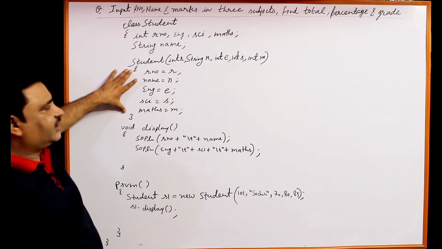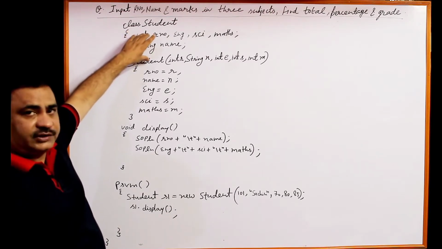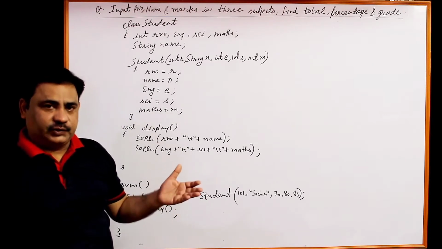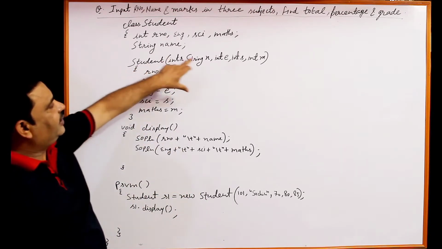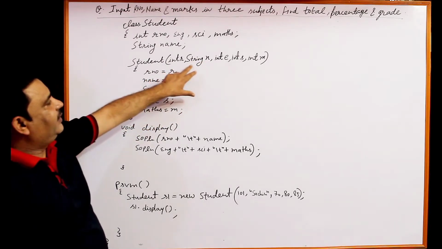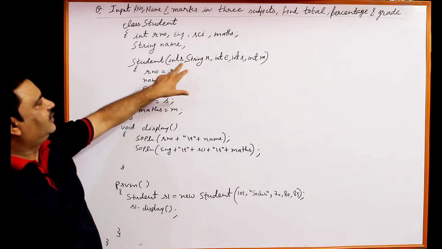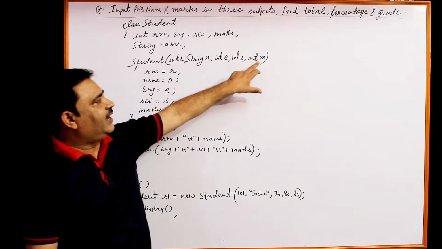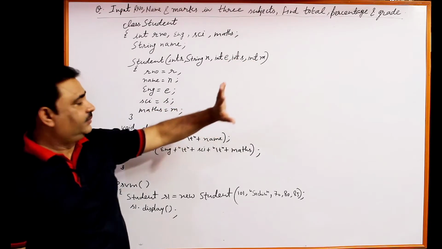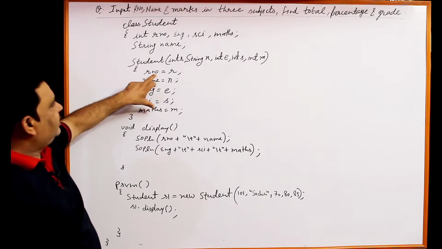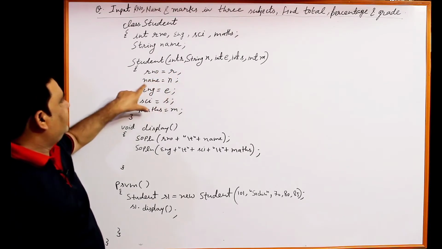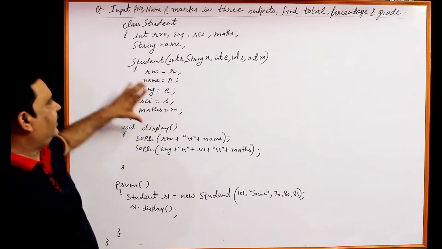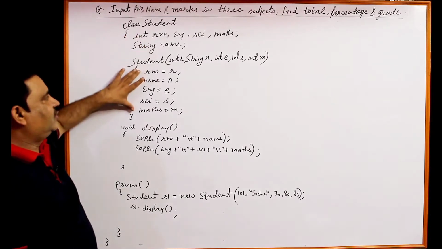This is the parameterized constructor to initialize the data members, because the use of a constructor is to initialize the data members with some values. Here in the parameters I have taken variables with different names. Int r for roll number, string n for name, int e, s, m for English, Science and Maths marks. Here data member roll number is initialized with r, name is initialized with n, and in the same way English, Science and Maths marks with e, s and m. So, the data members will be initialized when you create the object.